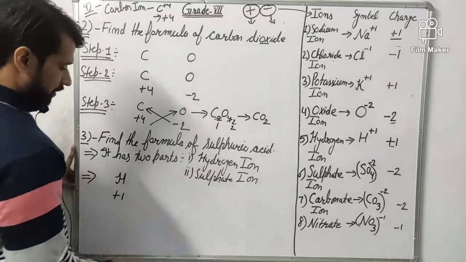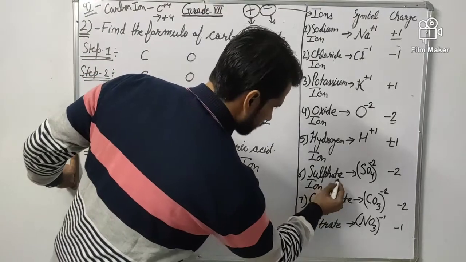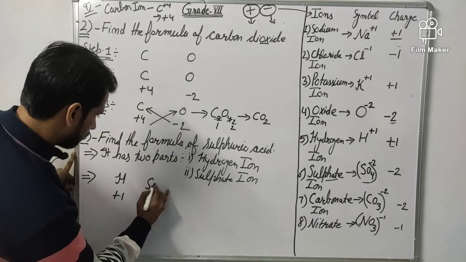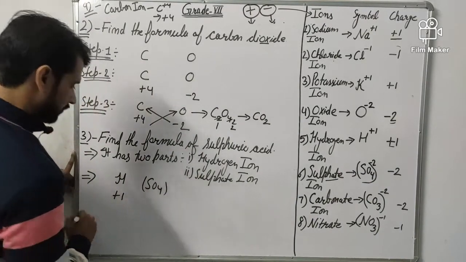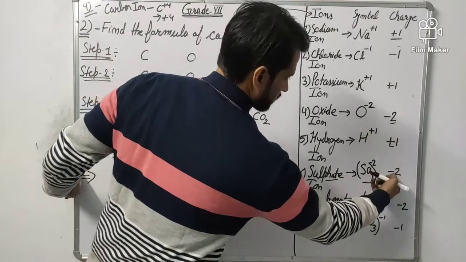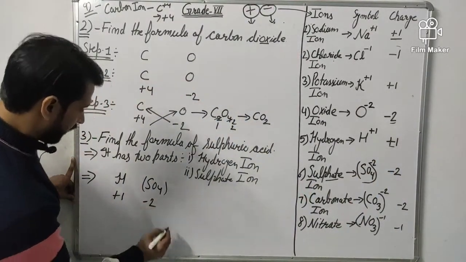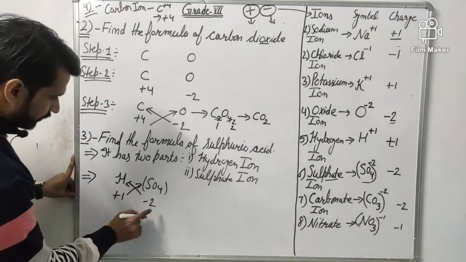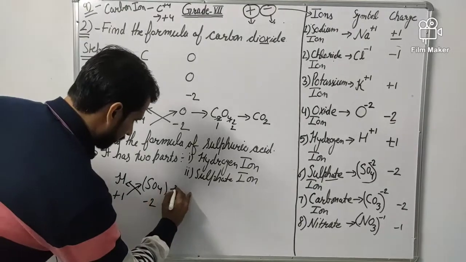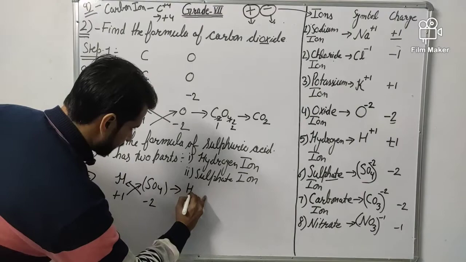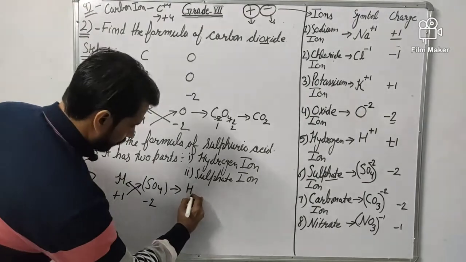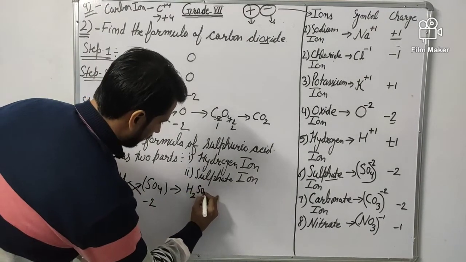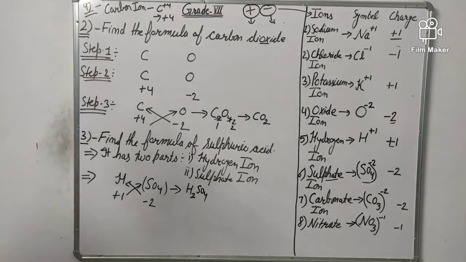Second is sulfate. Sulfate is a complex ion, written like this: SO4, in a bracket. The sulfate ion has charge -2. Below this write -2. Now follow step number 3. You will cross multiply the charges with the elements. What do you have now? H is multiplied by 2, so here comes 2. SO4 is multiplied by 1, so you don't need to write 1. So this is the formula of sulfuric acid.